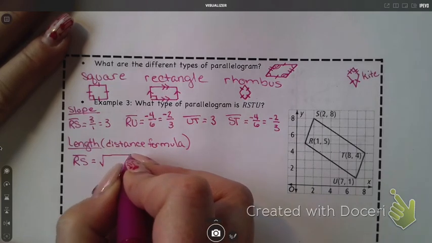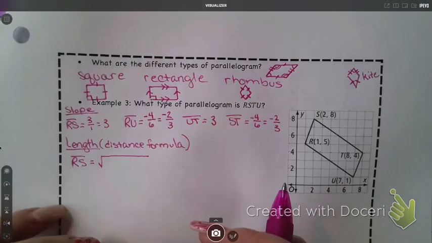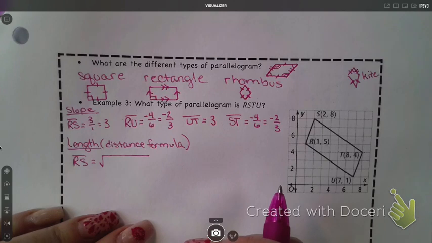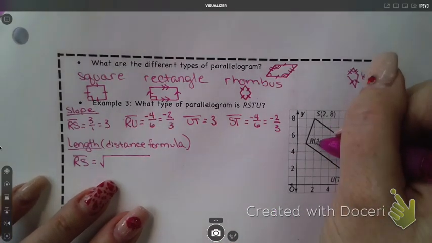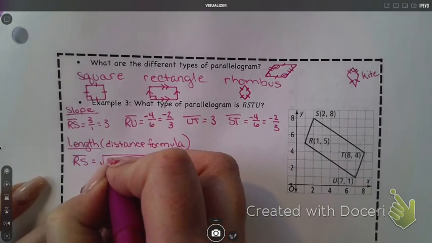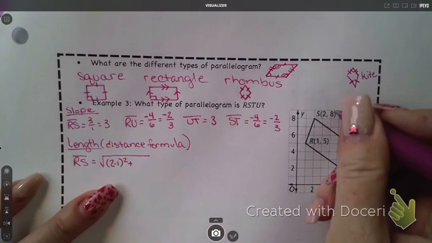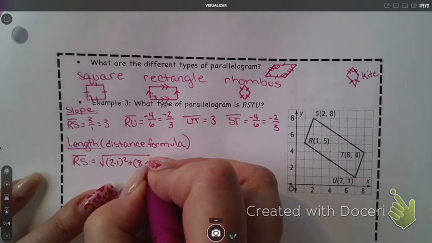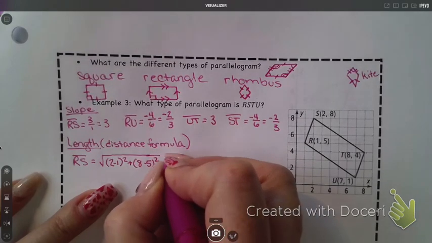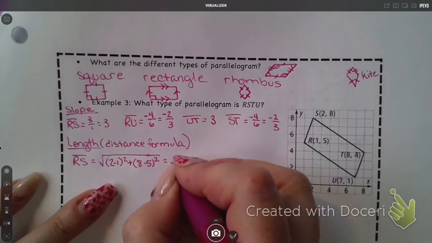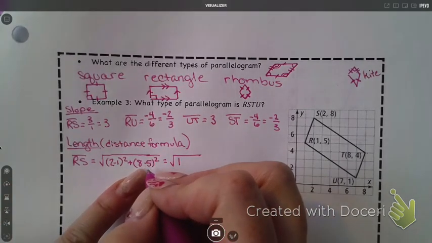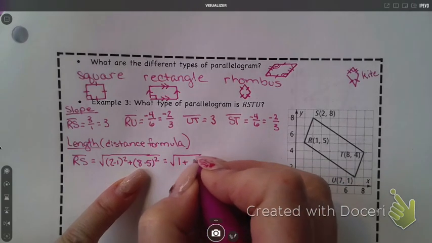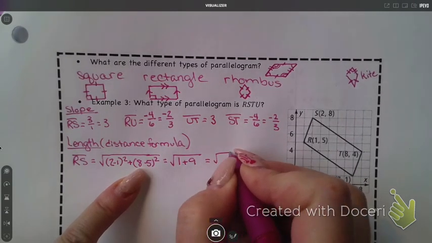Can we do the subtraction not on the paper, or do you guys need the subtraction on the paper? You guys want to do them on your own? No? Okay, so I have 2 minus 1, squared, plus 8 minus 5. So 2 minus 1 is 1. 1 squared is 1. 8 minus 5 is 3, squared is 9. So I have the square root of 10.